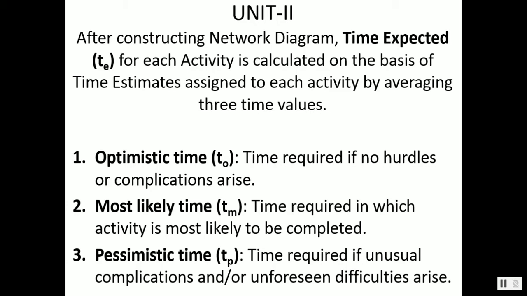Then most likely time, TM, is the time in which the activity is most likely to be completed. It is neither so smooth nor so problematic, so in between. Mostly it happens, so it is denoted as TM. Last is pessimistic time, TP. It is the time required if unusual complications and or unforeseen difficulties arise at the time of carrying out activities of the project.